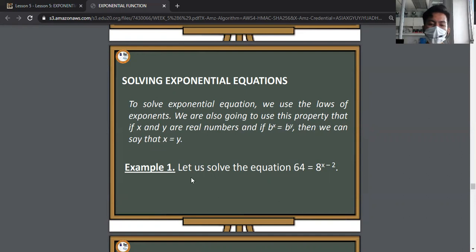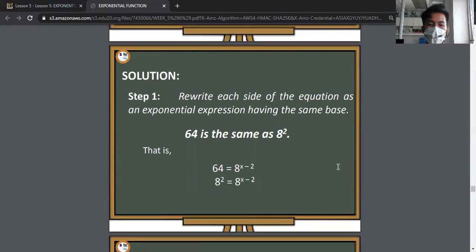For example, let us solve the equation 64 is equal to 8 raised to x minus 2. So dahil po yung base po natin sa first term to second term is magkaiba, kailangan po gagawin po natin magkaparehas. So sa kabila po, second term po natin, yung base po natin which is 8. So dito naman po 64, kailangan yung 64 dito maging base po niya is 8. So magiging 8 raised to 2. Dahil 8 times 8 is equal to 64. So parehas na po sila ng base na 8.